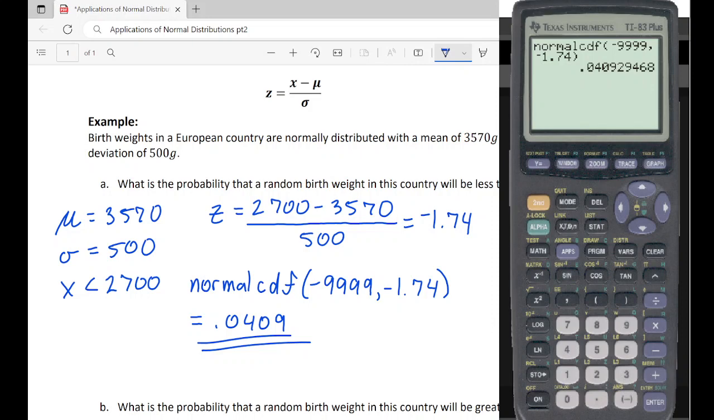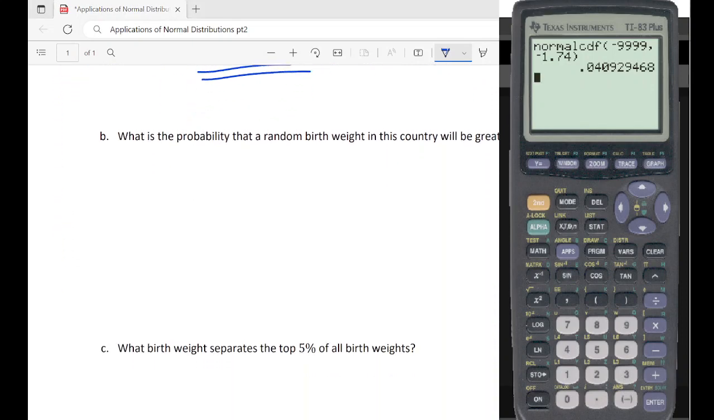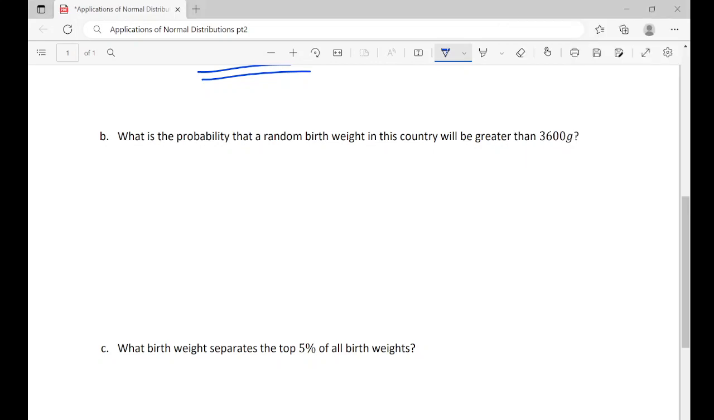Now let's go on to the next one. What is the probability that a random birth weight in this country will be greater than 3,600? So again, we know our mu and sigma, they have not changed since the first part. So still 3,570 and 500. But this time we want our x to be greater than 3,600. So x is going to be greater than 3,600.